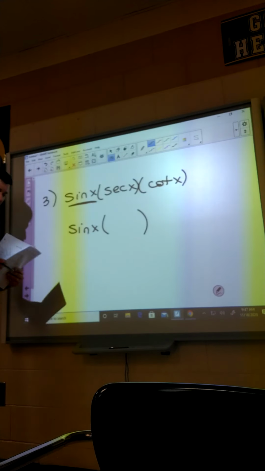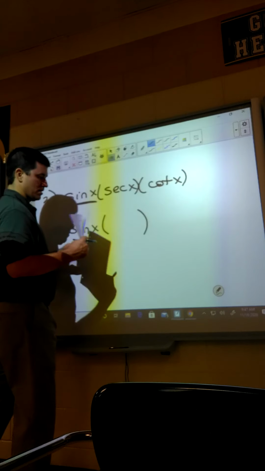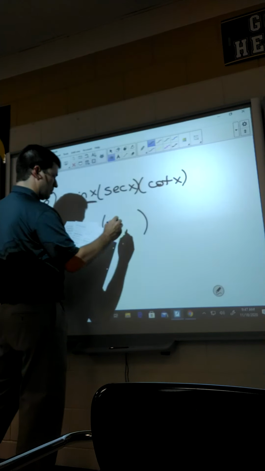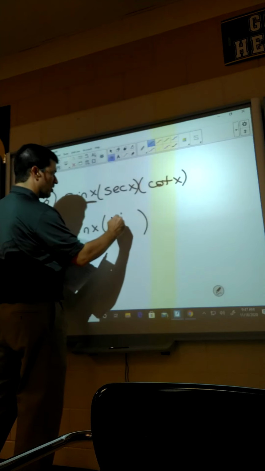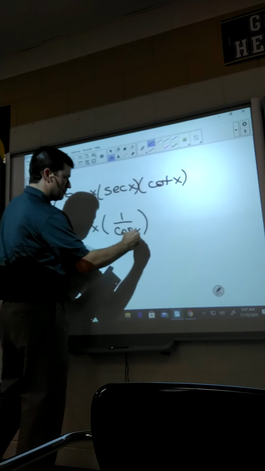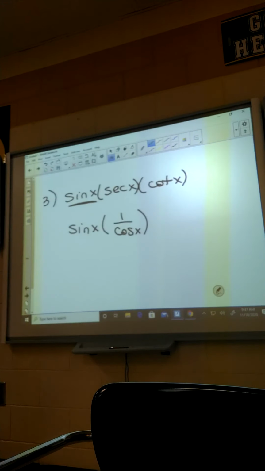Remember, you don't change it if it's sine or cosine. What do I change secant into? Look at the top of your sheet. Secant would go to, where's secant? Right here. Okay, and go to cosine. 1 over cosine. Did you find that? I found that. Okay. Now I got to show you cotangent and tangent on the sheet. Cotangent, we're going to use that. Cosine over sine.